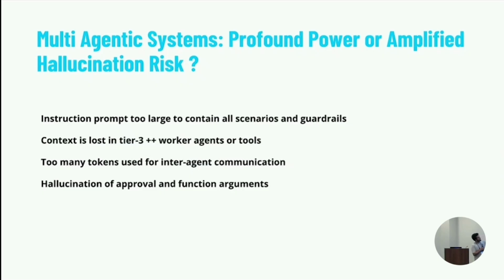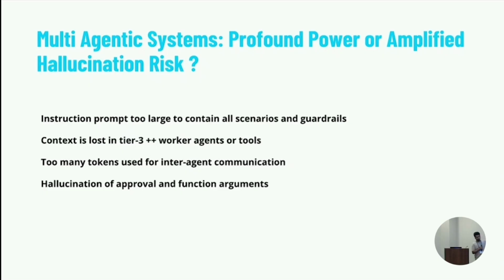The second is that context is lost in tier 3++ worker agents. What I mean is, let's say there is an orchestrator agent giving a task to a sub agent, and then the sub agent is calling a tool. The query sits with me and I can transfer the entire query, dump it into a sub agent, but that is not what multi-agentic workflow is for. When you translate tiers, the entire context is lost because the thinking aspect stays with the orchestrator agent. It doesn't translate to all the worker agents or the tools.